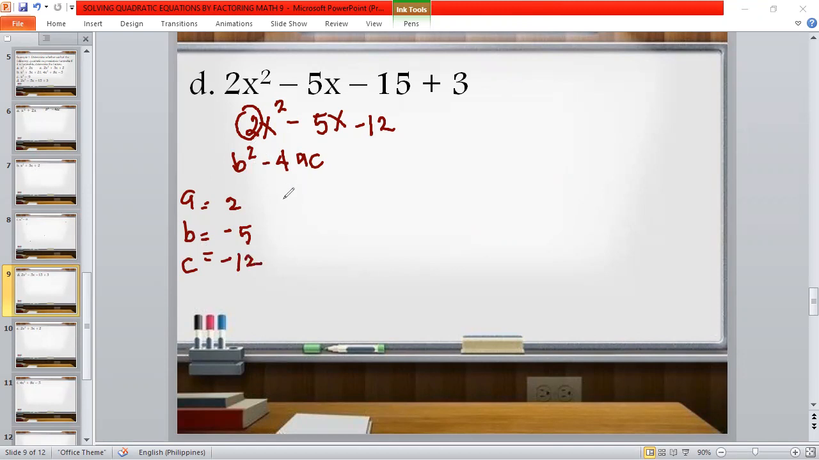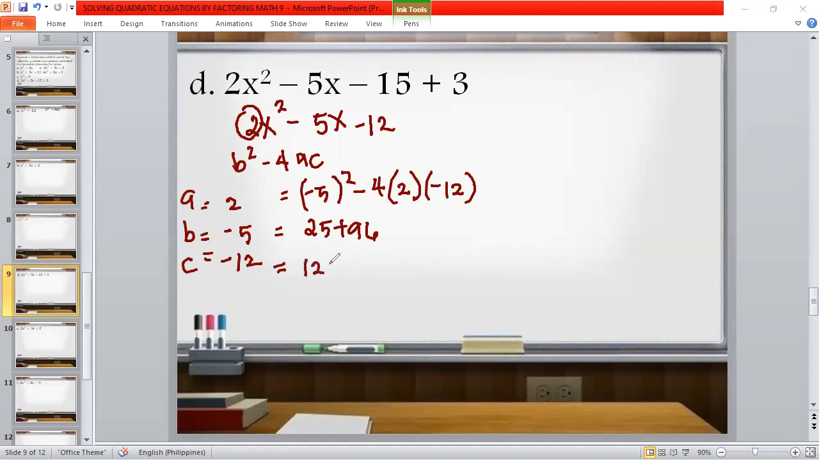Okay, using the formula, we have b squared, b is negative 5 squared, minus 4, a is 2, and c is negative 12. Okay, so now let's simplify these numbers. Negative 5 times negative 5 is equal to 25. Negative 4 times 2 is negative 8. Negative 8 times negative 12 is positive 96. Okay, so let's find the sum of these two numbers. 25 plus 96 is 121.